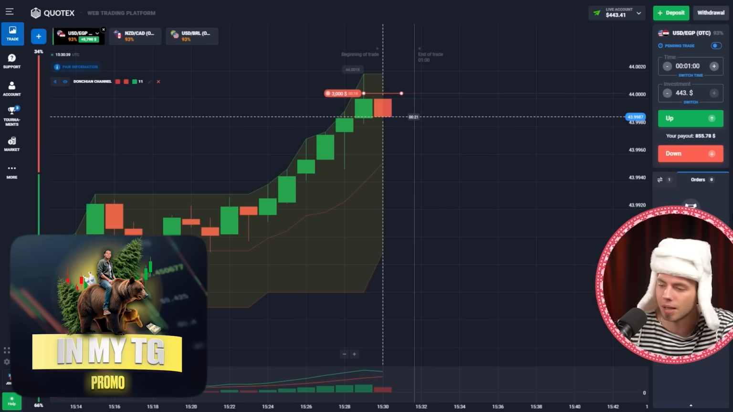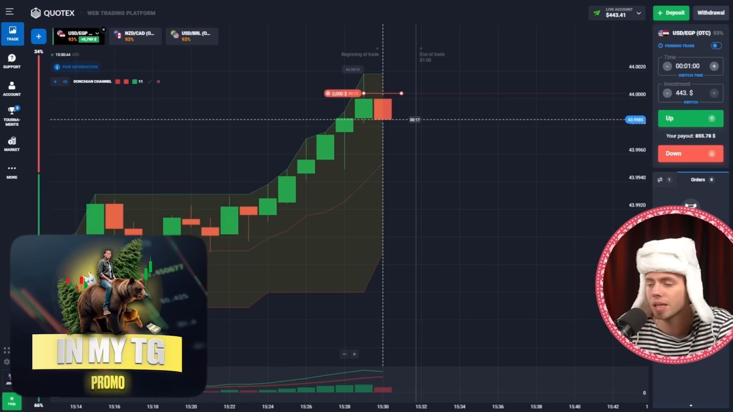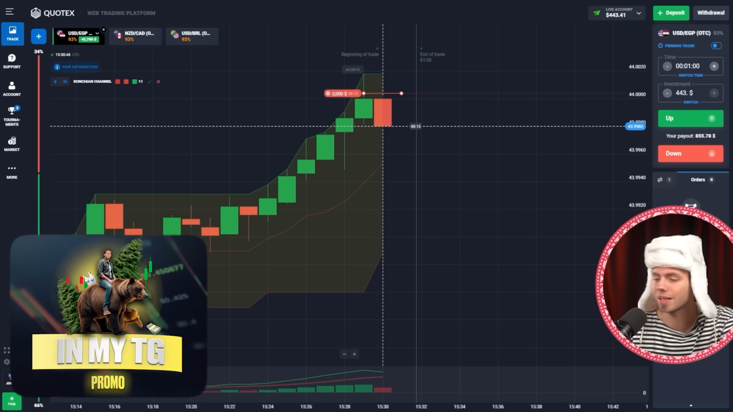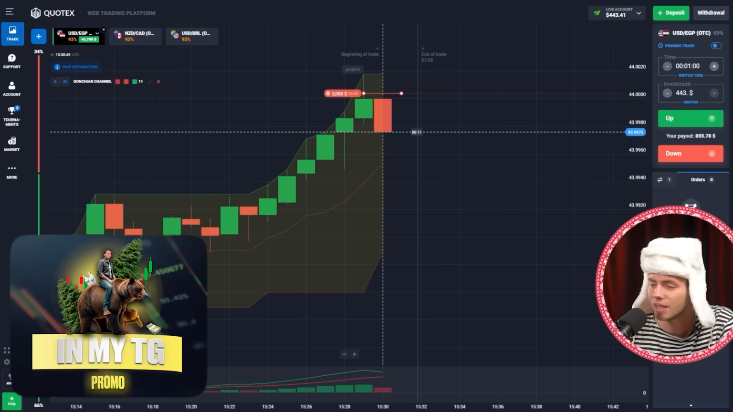Okay, the overbought zone, of course. So we need to wait a bit, just wait a bit, and be patient. Patience is very important in the trading profession. Okay, let's just wait.